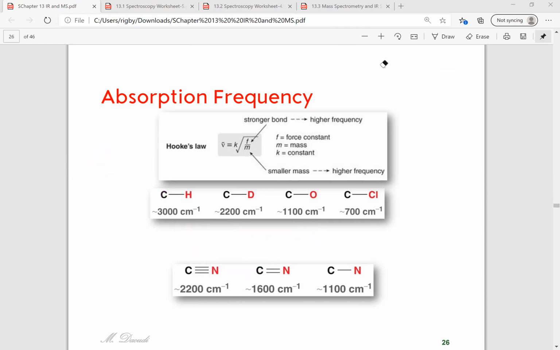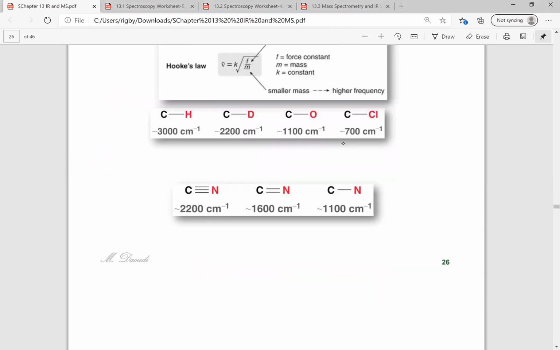Okay? And then in a similar sense, we can see that we have a triple bond, a double bond, and a single bond. So the way that we can imagine this is we can imagine these have differing amounts of oil on them.